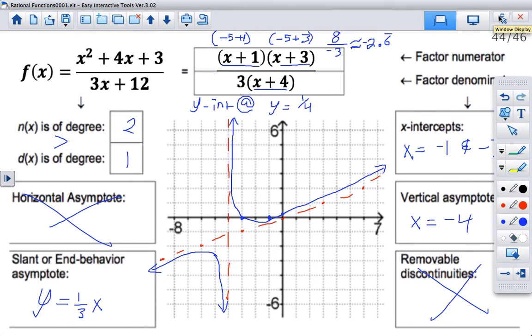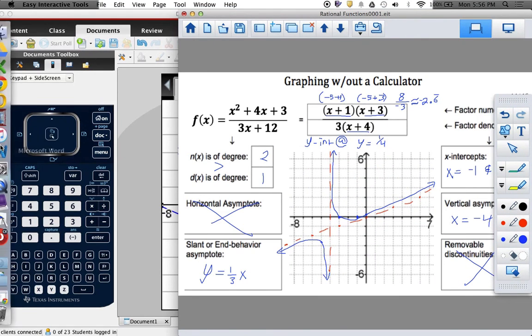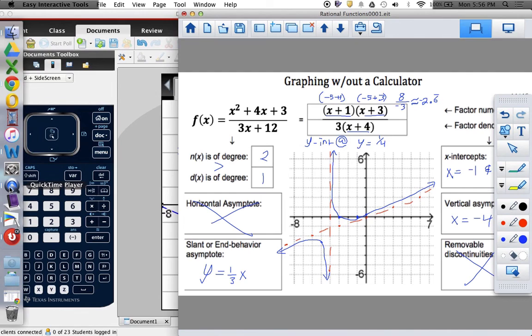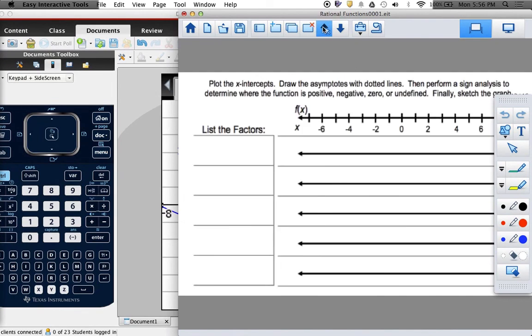That's the end of the review. Please make sure you remember how to factor. Okay, fill in your index card with all the notes that we covered at the very beginning.